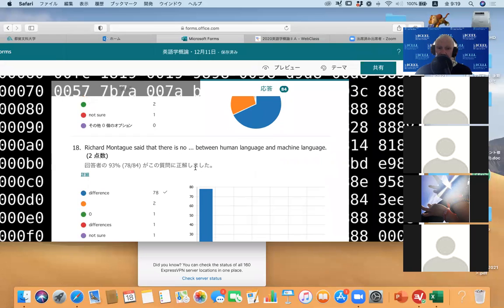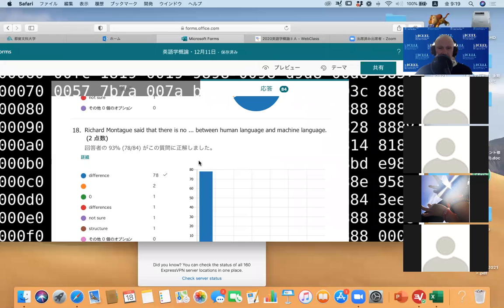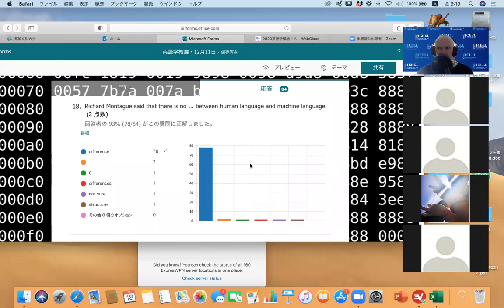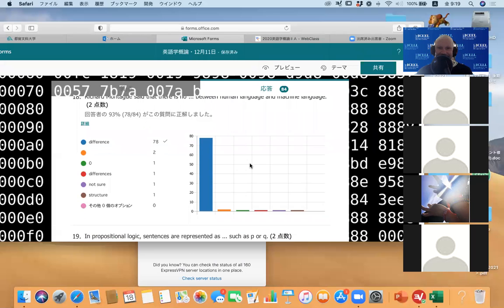Okay, Richard Montague, again reviewing this, said there's no difference between human language and machine language. Just think about that. Think about whether you agree with that. Language in use, it's cooperative. That's what pragmatics tells us. We understand each other. I know you're cooperating with me. You know I'm cooperating with you. Is that the case with machines?